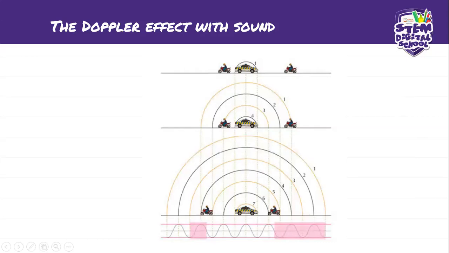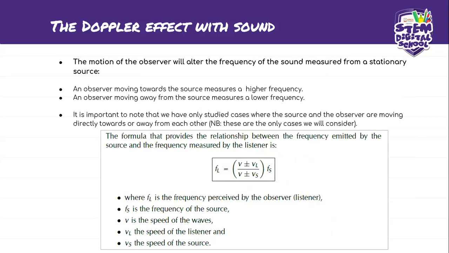Now we get to how the motion of the observer will alter the frequency measured from a stationary source. An observer moving towards the source measures a higher frequency. The observer moving away from the source measures a lower frequency. It is important to note that we have only studied cases where the source and the observer are moving directly towards or away from each other. These are the only cases that we will consider for this time.